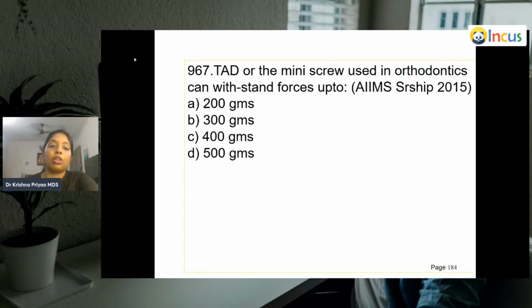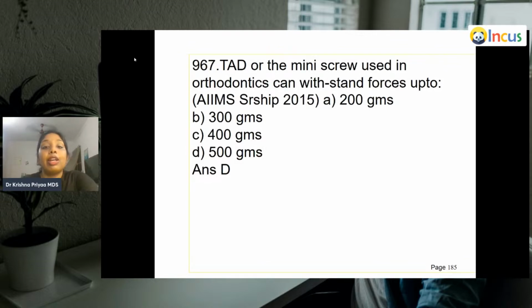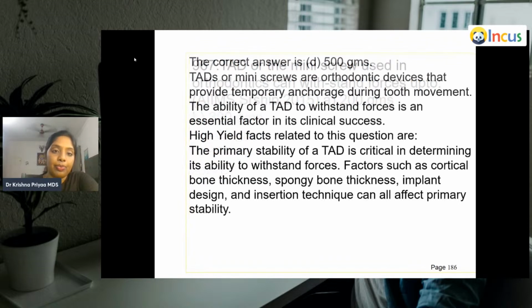TAD or the mini screw used in orthodontics can withstand forces up to... So this is a very important question and it can be repeated a lot of times. It's 500 grams. So up to 500 grams, it can withstand the forces. Only when it is greater than 500, then the failure of the TAD occurs. Now we'll see the ability of the TAD to withstand forces. It is directly proportional to its stability, right? More is the ability to withstand forces.